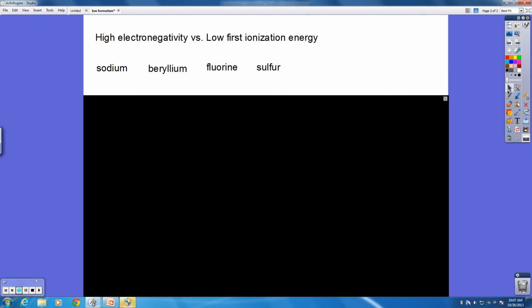What you should have gotten was sodium has a low first ionization energy, beryllium has a low first ionization energy, meaning it's easy to remove an electron from them. Fluorine has a high electronegativity, as does sulfur, meaning it's easy to add an electron. They're going to easily attract electrons. And we'll use these ideas for different things as the year progresses, but this can help you understand whether atoms are going to gain electrons or lose electrons.